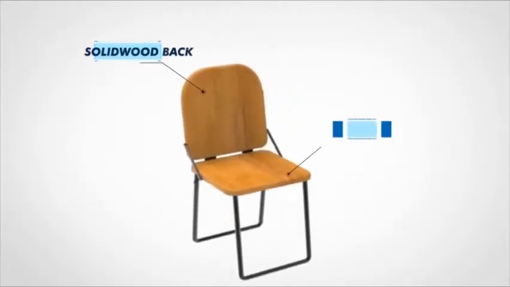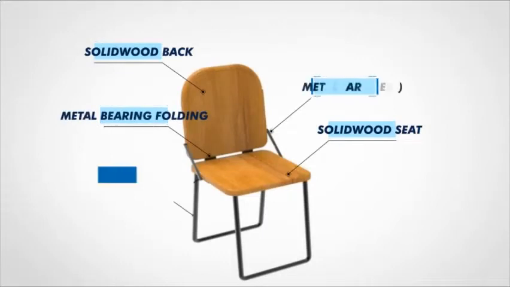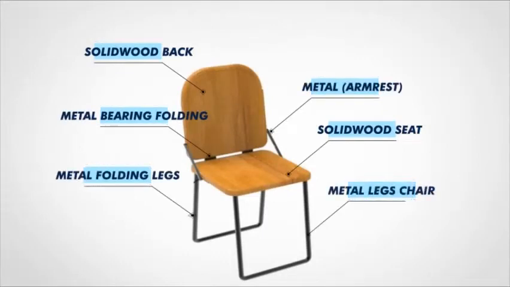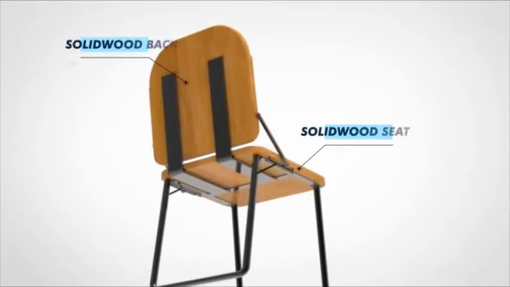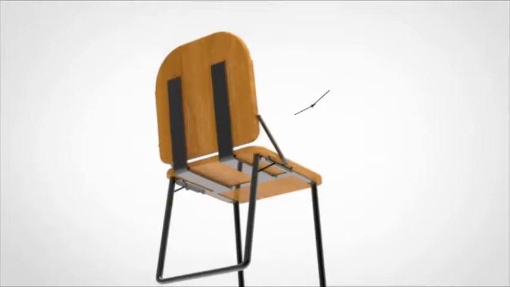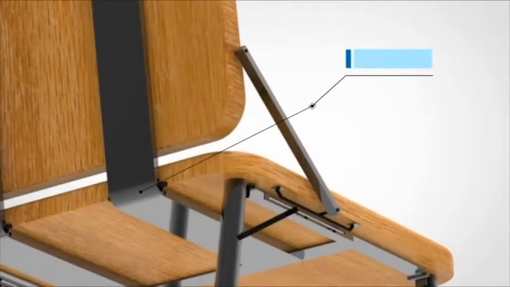The material for this project consists of two main types of material: solid wood and metal. The backrest and seat use solid wood, and the legs and components use metal.